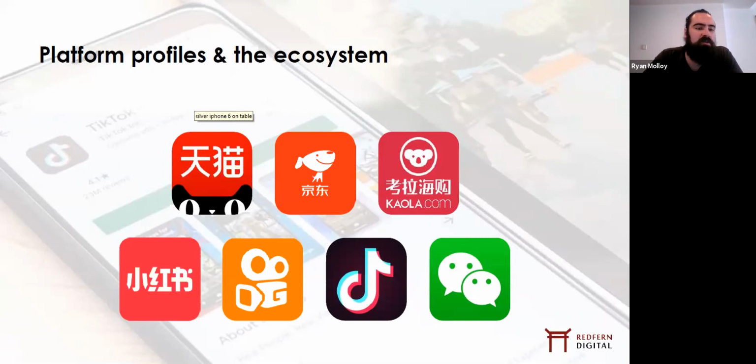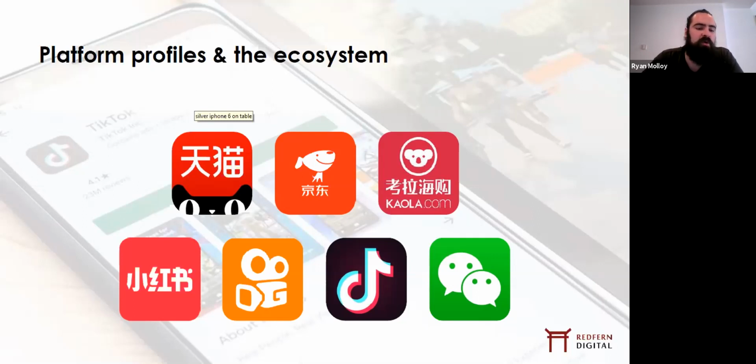Then you have Kaola. Kaola is very much a cross-border store, so it's the second biggest. It was quite close to Tmall. They're always battling out, but now it's been acquired obviously by Alibaba. For cross-border, it's quite good. Again, they have their own store marketplace model.